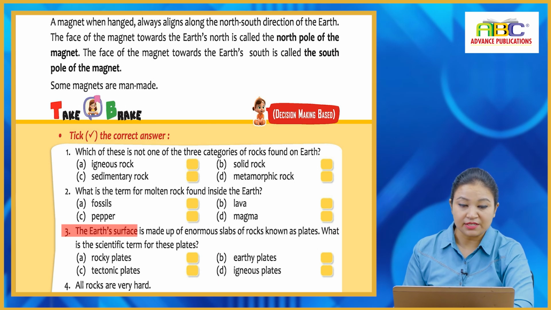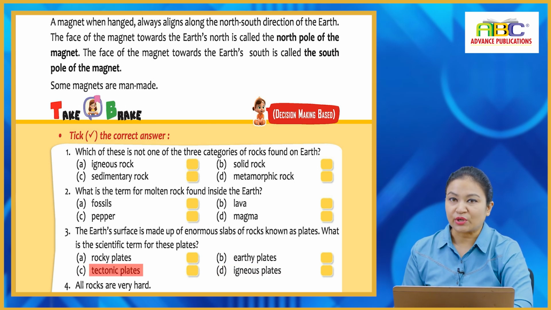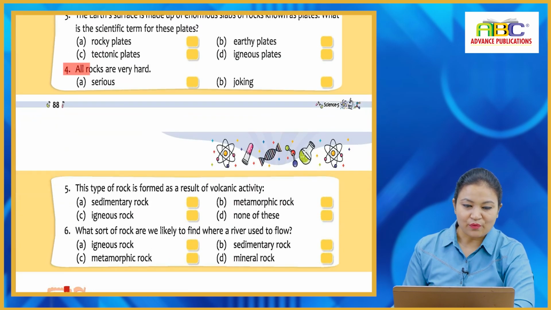Third, the earth's surface is made up of enormous slabs of rocks known as plates. What is the scientific term for these plates? A. rocky plates, B. earthy plates, C. tectonic plates, D. igneous plates. So the correct answer is tectonic plates.